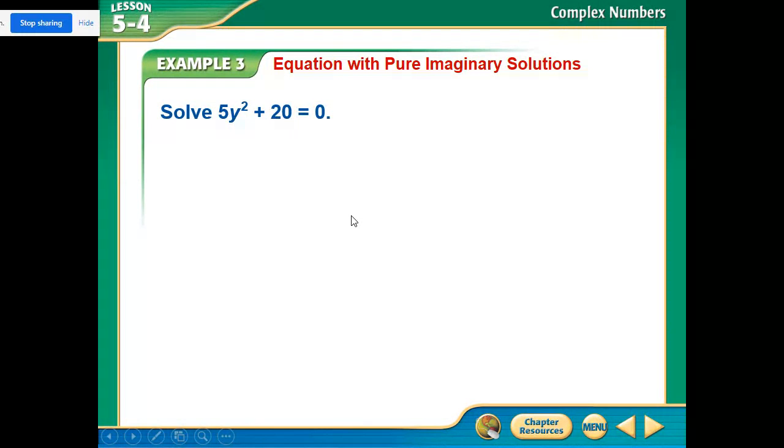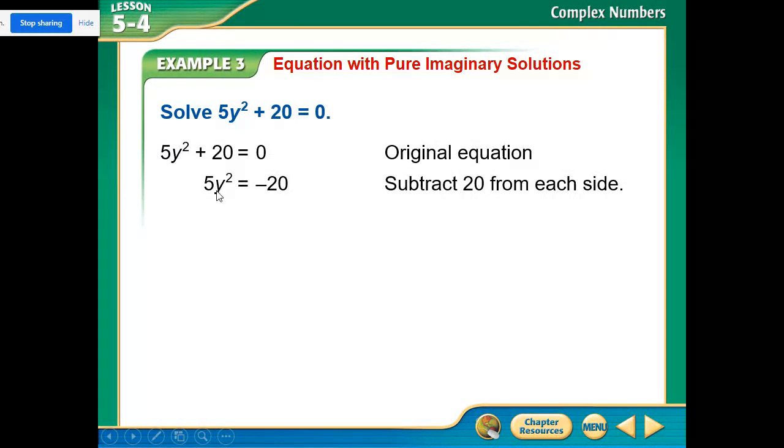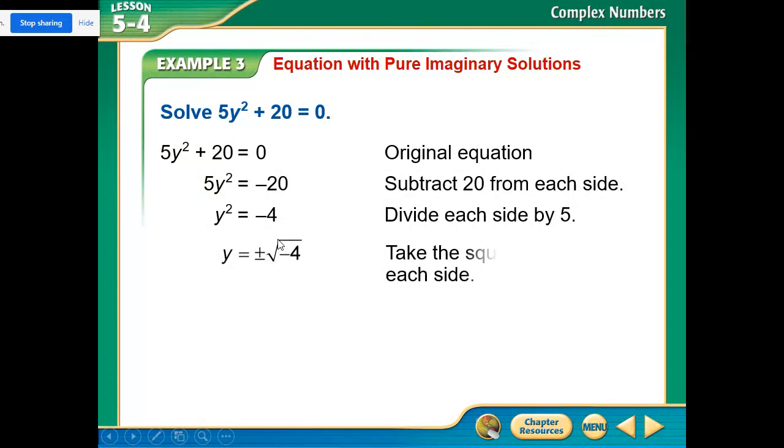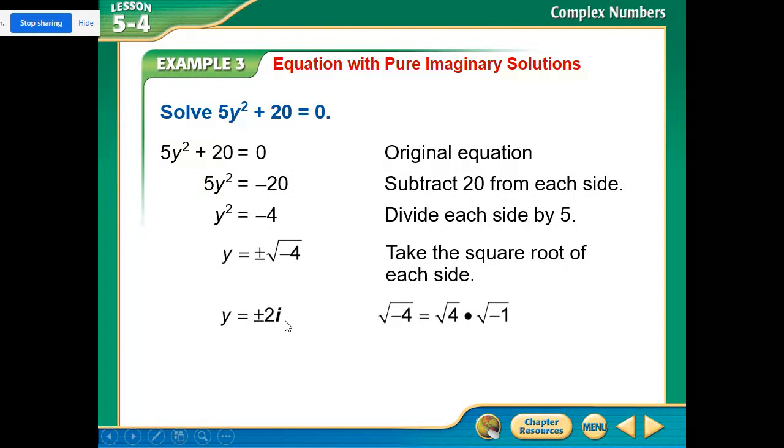All right, so we can even use this to solve some basic equations. So I have 5y squared plus 20 equals 0. I can get the y squared by itself, so I move the 20 over. So it's 5y squared equals -20, divide by 5, and y squared equals negative 4. And now I can take the square root of both sides, and I can take the square root of 4, it's 2, but the negative makes it 2i. So that's my answer, plus or minus 2i.